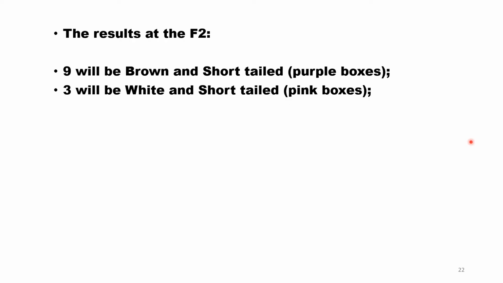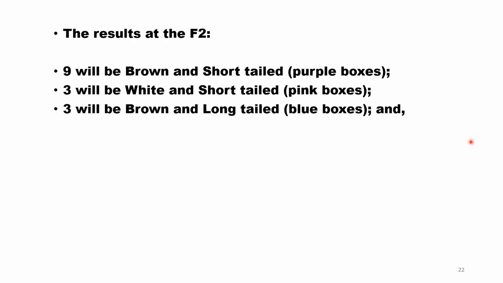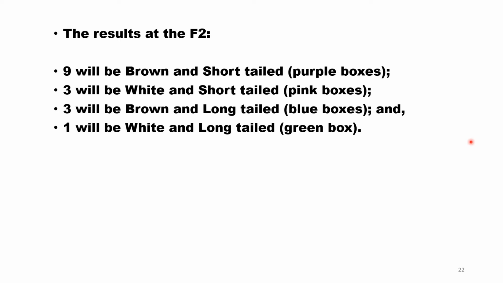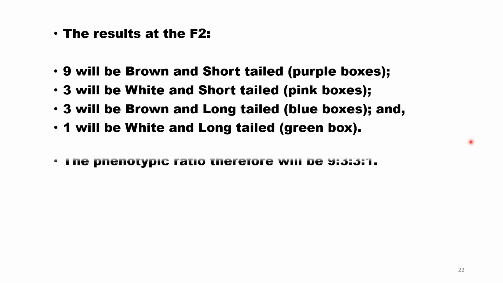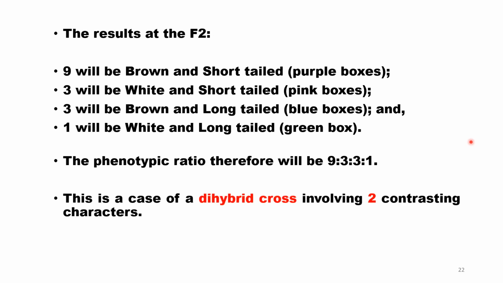So the result at the F2 generation, you have 9 that are brown short tail length, you have 3 that are white short tail, you have 3 that are brown long tails, and you have 1 that is white and long tail. So the phenotypic ratio is 9:3:3:1. And this is a case of a dihybrid cross involving 2 contrasting characters.